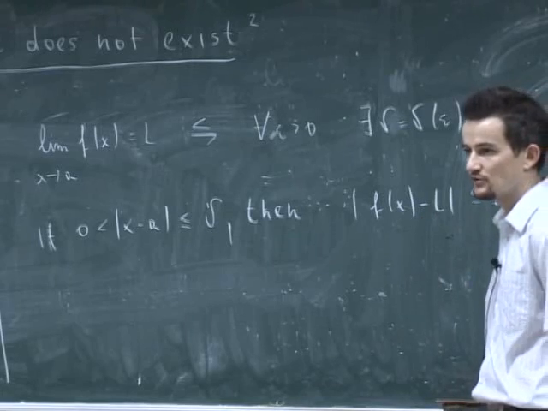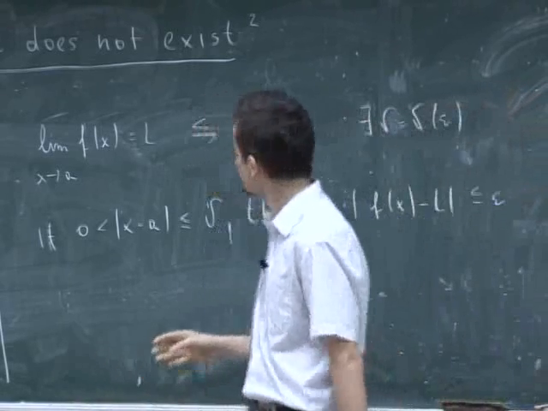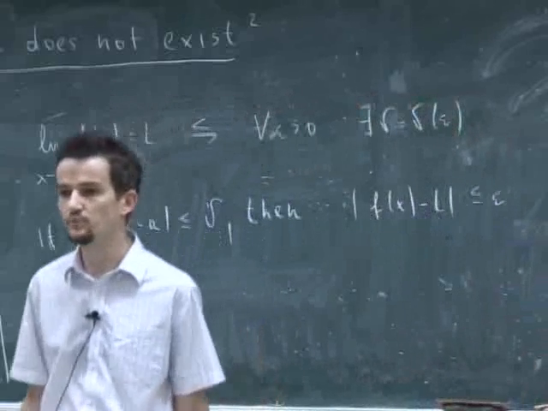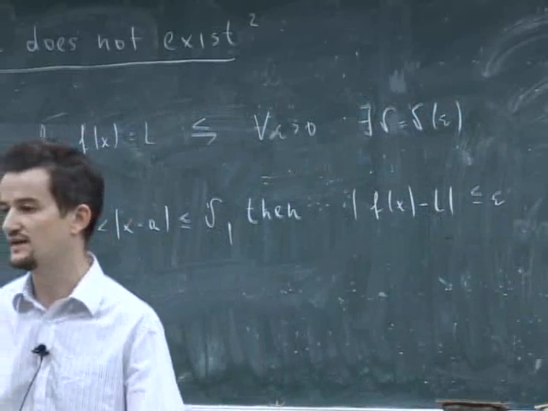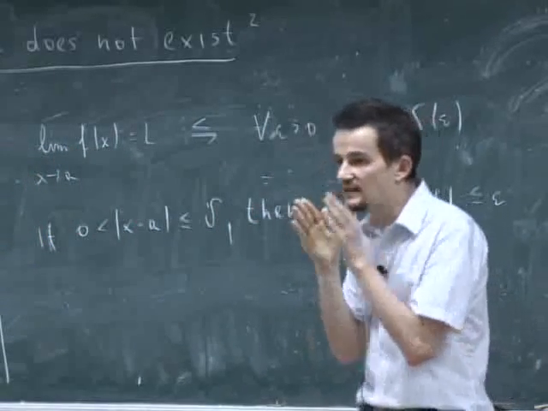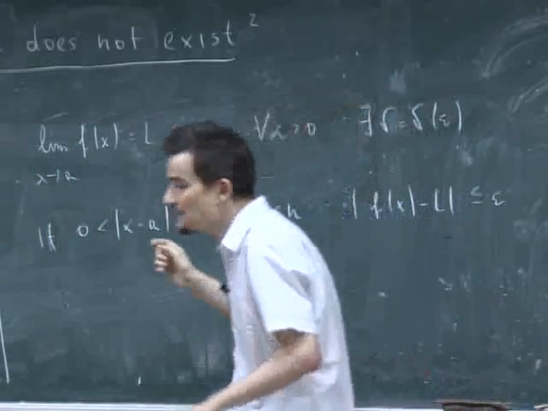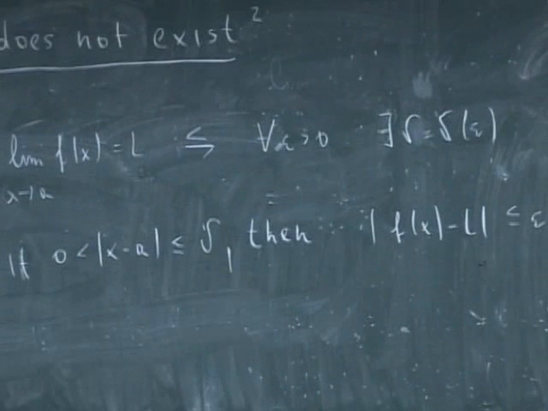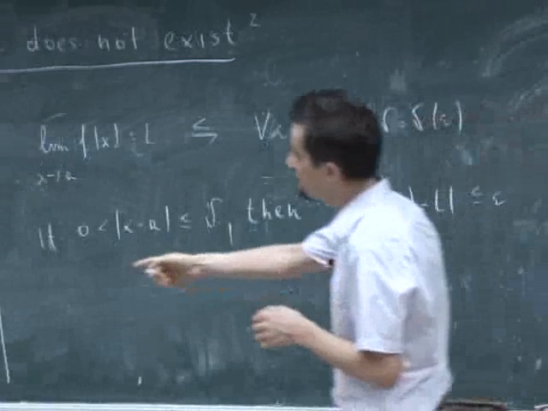Okay, so this is quite different. You have to prove that no matter for which L, no matter how small you make the delta, there are still some x such that f of x will be mapped outside the epsilon interval. Okay, no matter how you choose the epsilon.